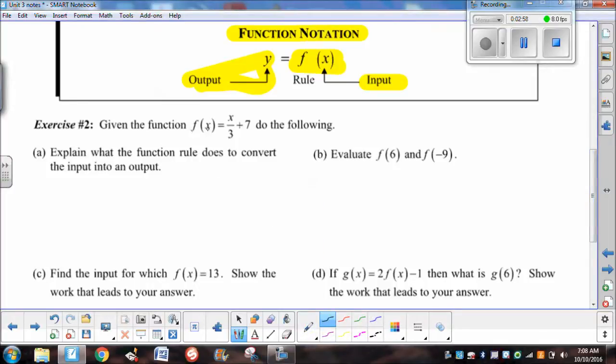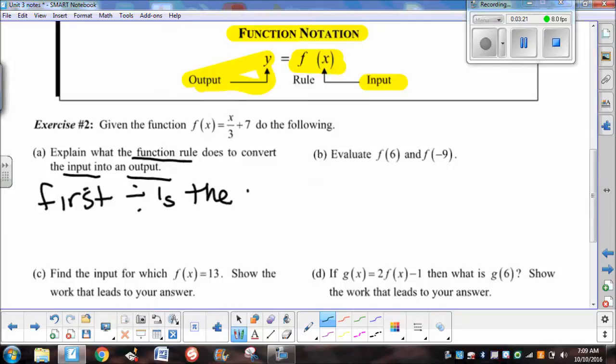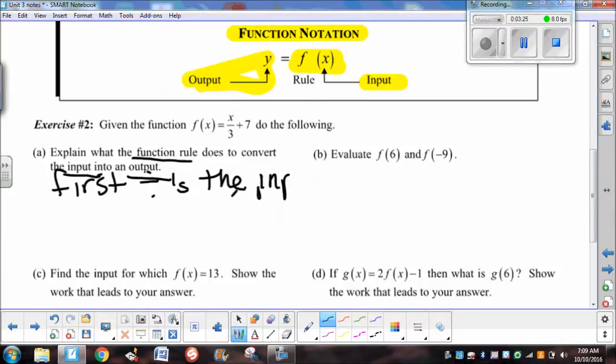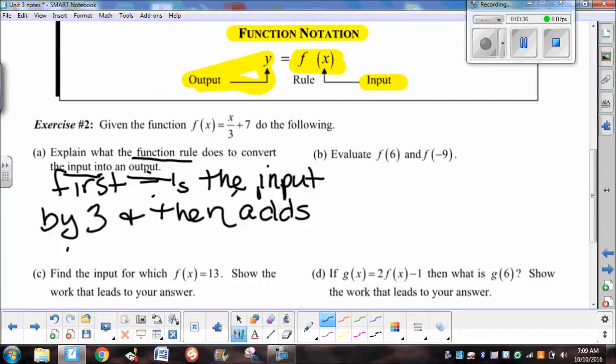Given the function f of x is equal to x divided by 3 plus 7, do the following. Explain what the function rule does to convert the input into an output. So what's happening here? It first divides the input, sorry, the stylus is acting up this morning, by 3, and then adds 7 to the result. I'm sure you could agree with that looking at that. We take the x, we divide it by 3, we get a number, and then we add 7 to that result. So now let's evaluate f of 6.